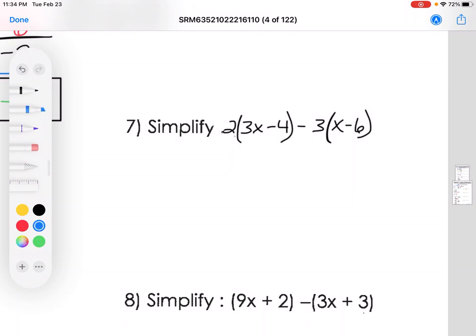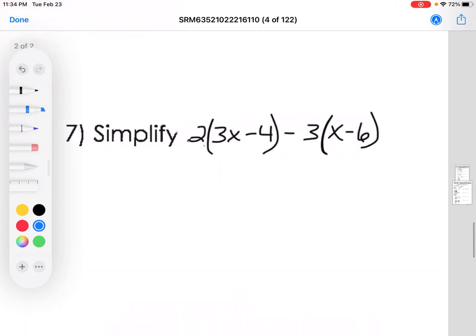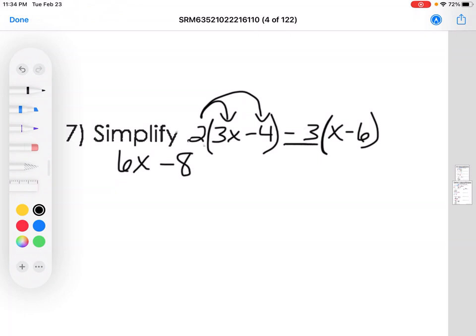Okay, so now I can use distributive first. So 2 times 3x would be 6x. 2 times negative 4 would be negative 8. And now I need to remember to keep my negative with me. So negative 3 times x would be negative 3x, and negative 3 times negative 6 would be positive 18.